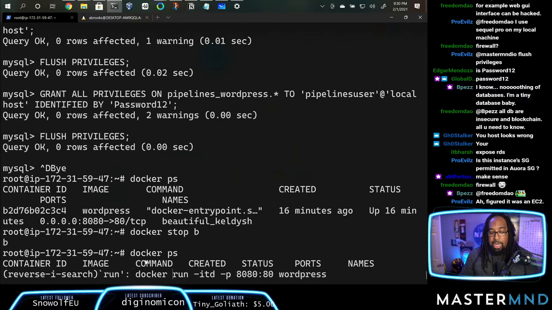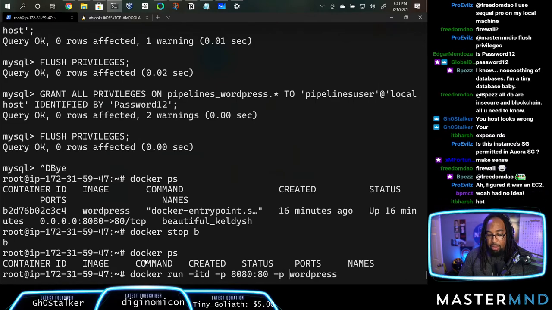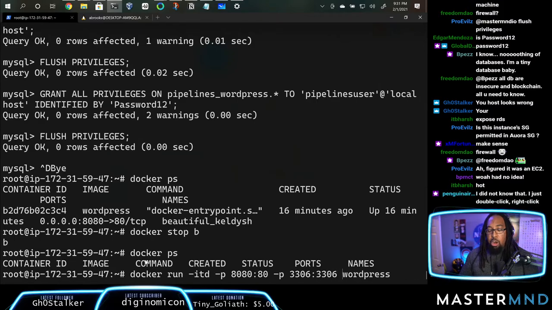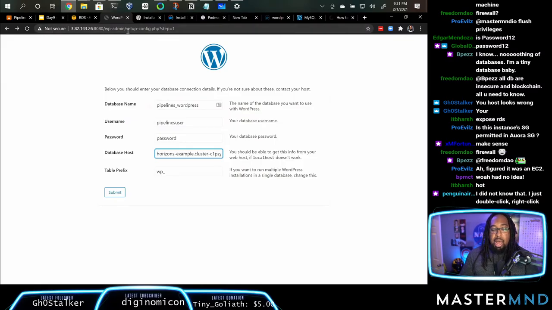And so I'm gonna rerun a container. Port 8080 goes to port 80. I'm also going to do a dash P, and I'm gonna do 3306 to 3306. So I have to expose these ports. Remember, containers are also isolated from the host machine, and so this is what helps with that. So now this is gonna change. I'm gonna refresh this page because it's gonna be different now.